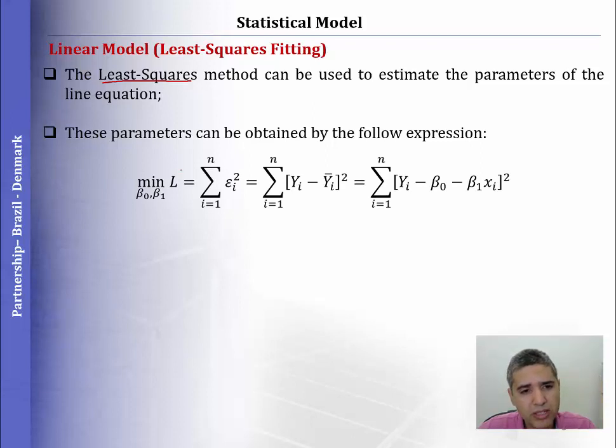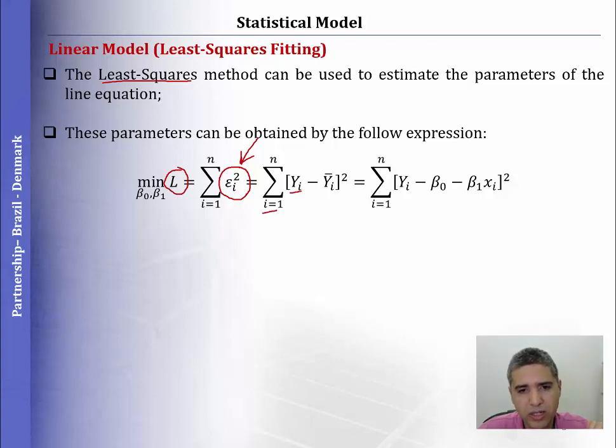We want to minimize a function, and this function is the sum of the square error between the model and the actual data. And why do we need to use the square? Because it doesn't matter for us if the error is positive or negative. We want to minimize it. So this is an interesting function to achieve this objective.